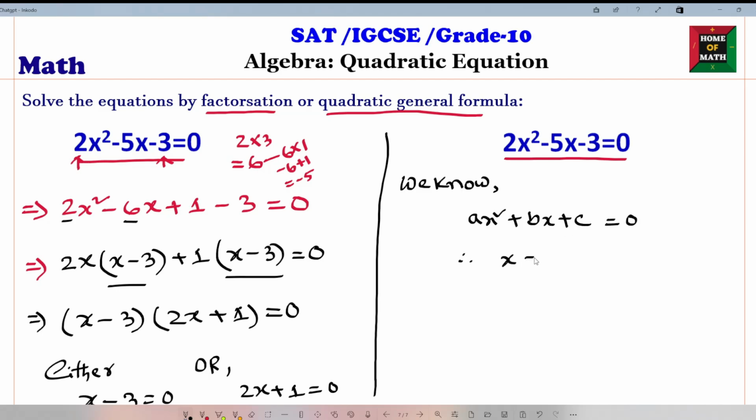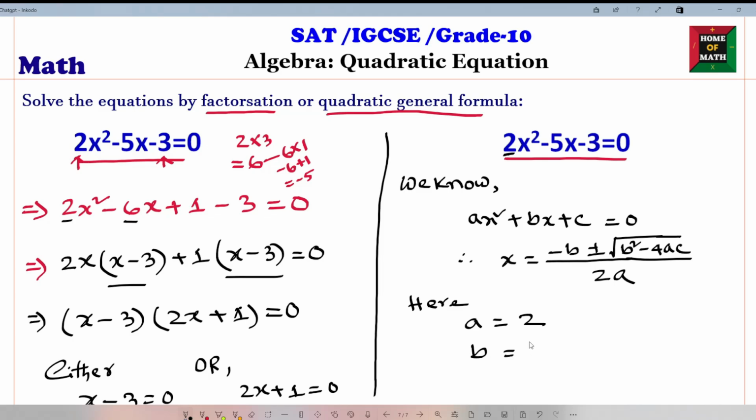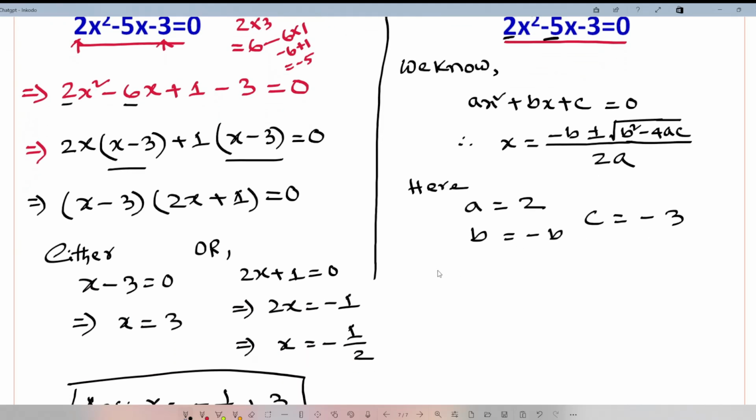So x equals -b ± root over b² - 4ac, divided by 2a. Here a equals what? a means 2, b equals here -5, and c equals -3. Right? So we can substitute in here.